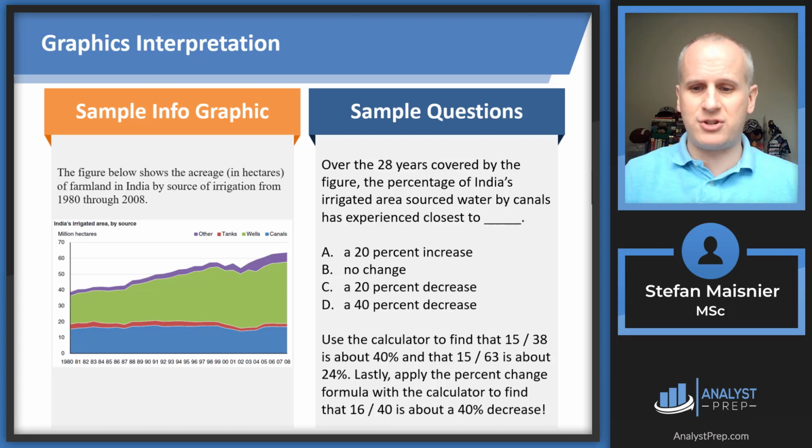You apply the percent change formula using the calculator to find that 16 as the percent change, or the actual difference in the values rather, out of 40 is going to be about a 40% decrease. And there's our correct answer of choice D. So again, not complex, but rife with opportunities to make a mistake unnecessarily. So go through these carefully and you'll get them right. They shouldn't be overly complex.